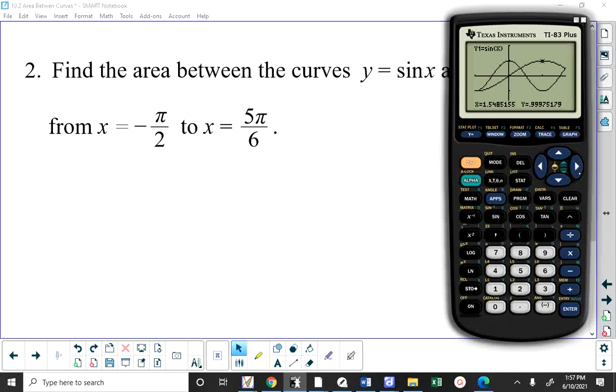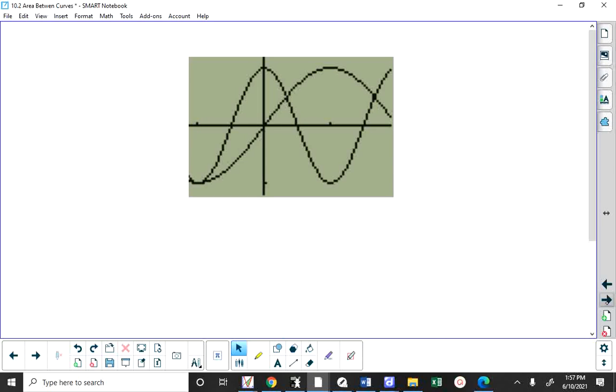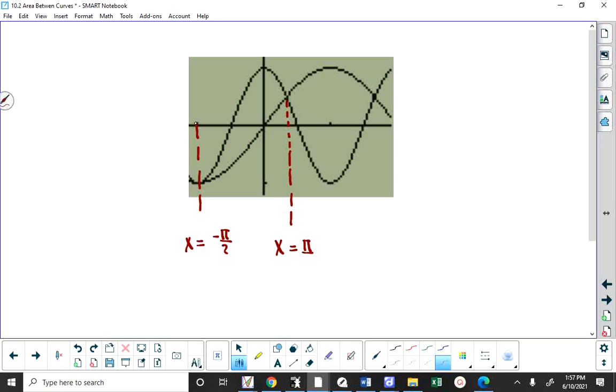We can confirm that by going into our main menu and taking pi divided by 6. Was that the number we saw at the point of intersection? I believe it was. So what we have learned from that little exploration is they intersect at x equals negative pi over 2. They intersect at x equals pi over 6. And they intersect at x equals 5 pi over 6.